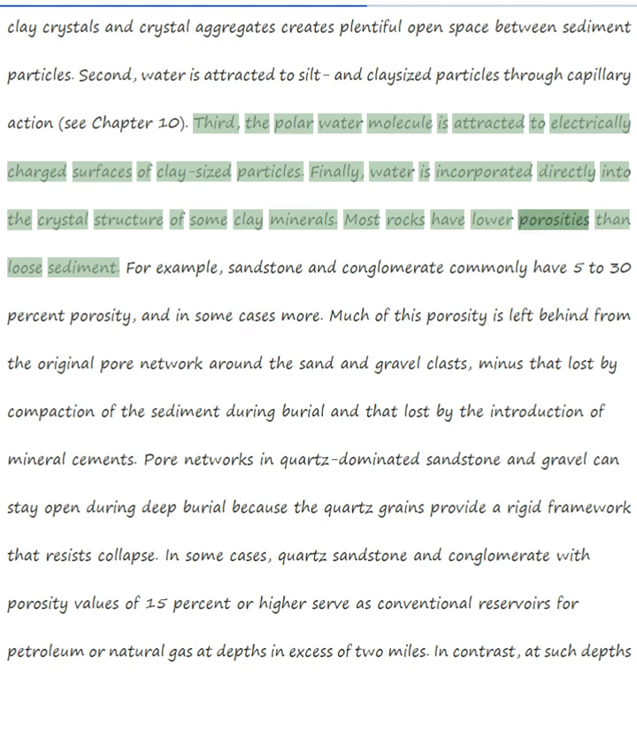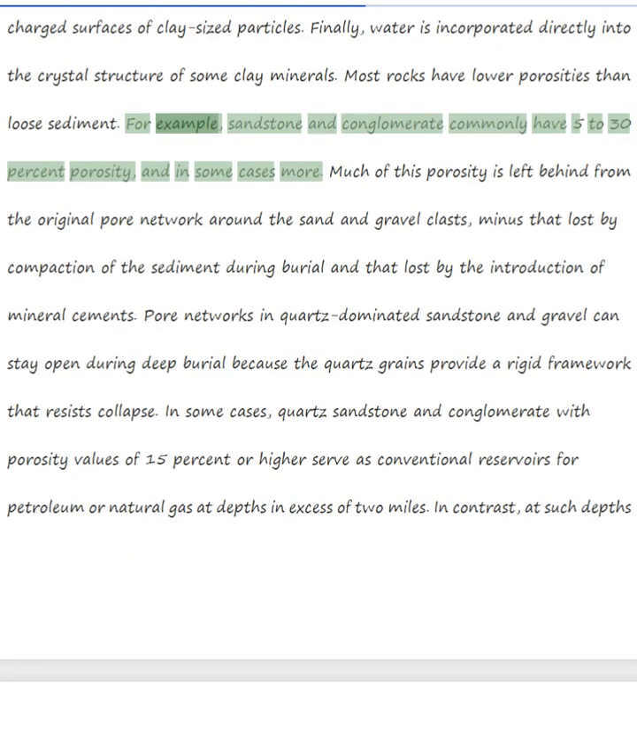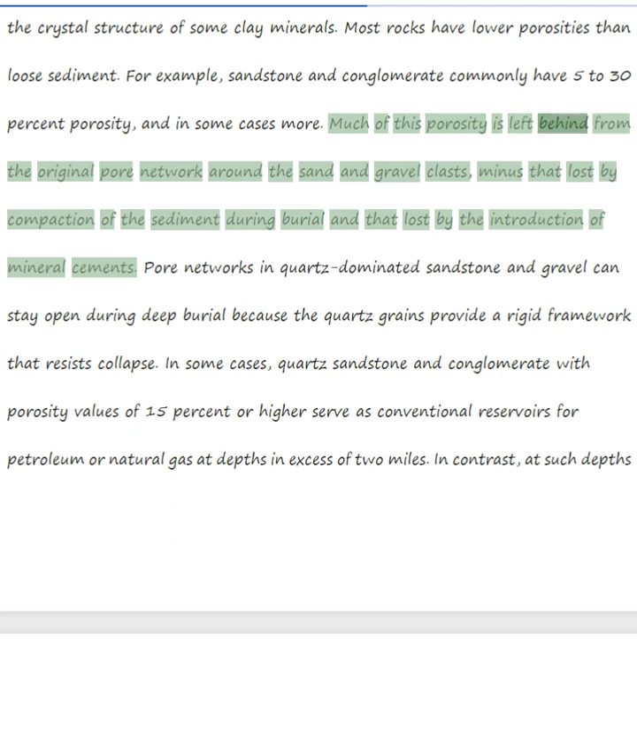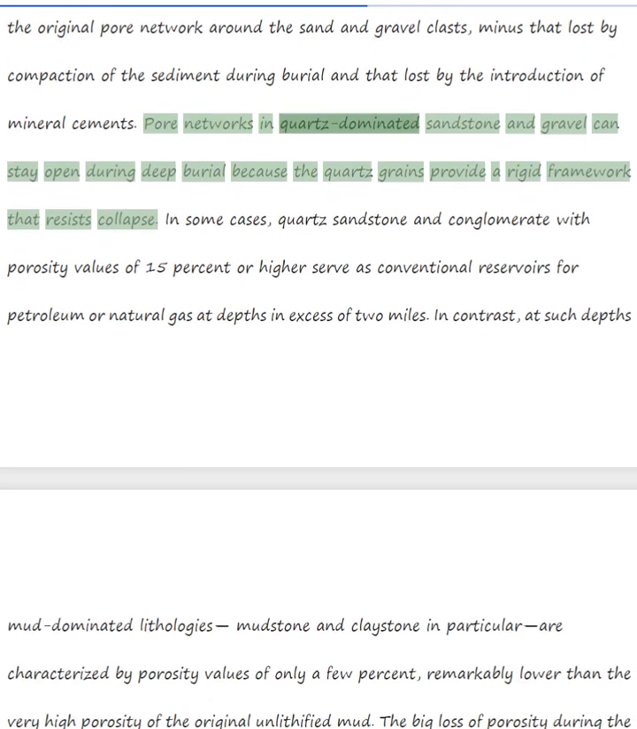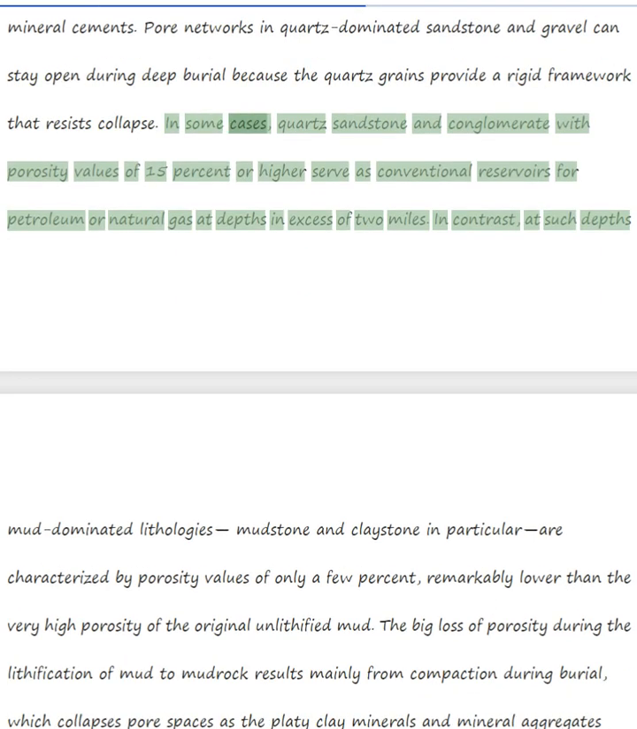Most rocks have lower porosities than loose sediment. For example, sandstone and conglomerate commonly have 5 to 30% porosity, and in some cases more. Much of this porosity is left behind from the original pore network around the sand and gravel clasts, minus that lost by compaction of the sediment during burial and that lost by the introduction of mineral cements. Pore networks in quartz-dominated sandstone and gravel can stay open during deep burial because the quartz grains provide a rigid framework that resists collapse. In some cases, quartz sandstone and conglomerate with porosity values of 15% or higher serve as conventional reservoirs for petroleum or natural gas at depths in excess of 2 miles.